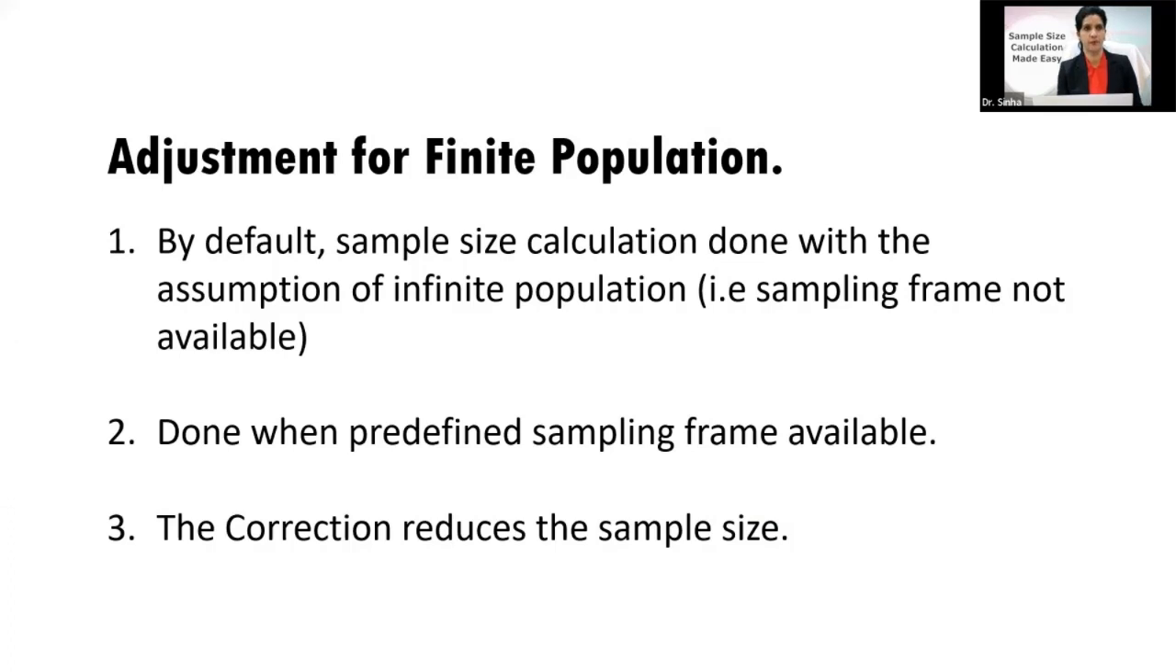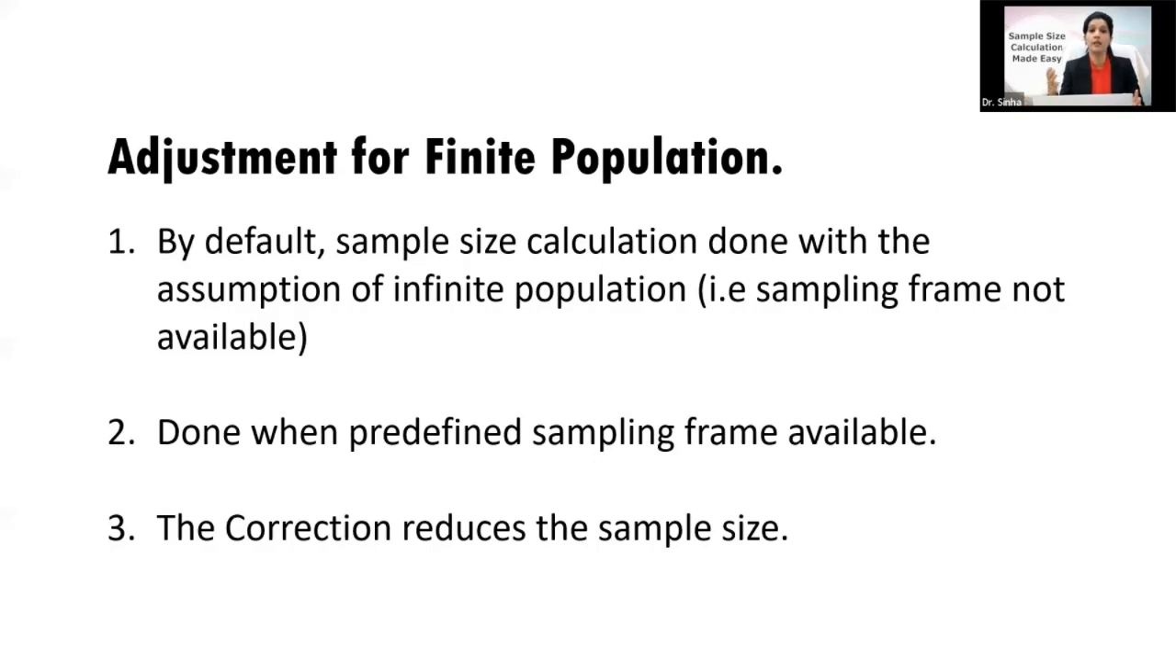Now, adjustment for finite population. Normally, whatever sample size we calculate is done with the assumption of an infinite population, because you don't have a sampling frame available with you. And then you calculate the sample size. But if you have got some sampling frame available, like in OPD, if you know how many patients you expect in the last whole 1 year, because if you are doing a study which is going to be there for 1 year, you can take the database of the last 3 years and see the average number of people who reported to that particular clinic in those last 3 years. You can take the mean of that. So you have got some numbers or some sampling frame available.